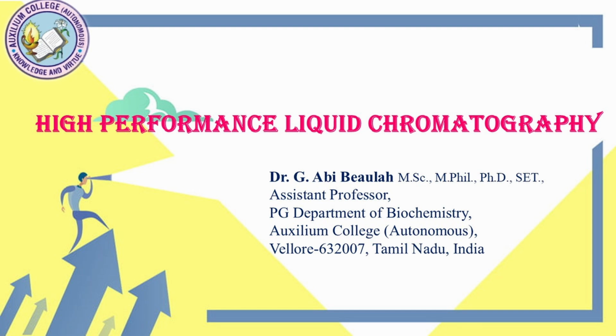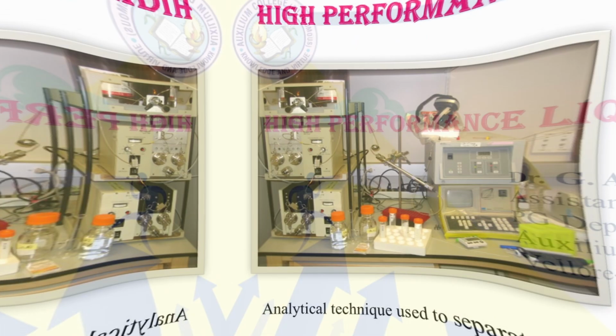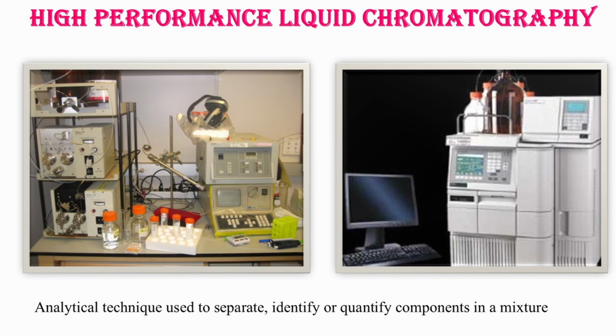In this video session, we are going to see about high performance liquid chromatography. HPLC is an acronym for high performance liquid chromatography or high pressure liquid chromatography. It is an analytical technique used to separate, identify or quantify components in a mixture. The mixture of sample is separated using the principle of column chromatography and then identified and quantified by spectroscopy. HPLC is thus basically a highly improved form of column liquid chromatography.